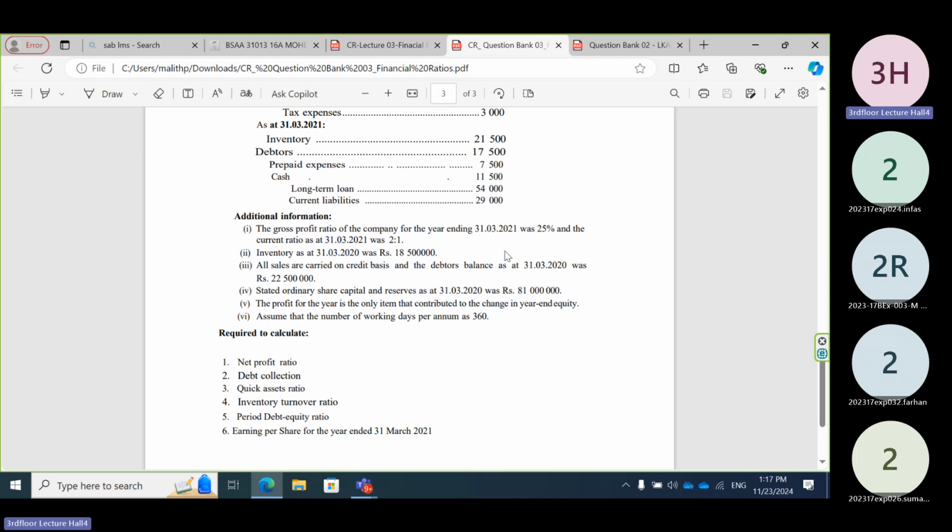You should calculate the net profit ratio, debt collection period, quick asset ratio, inventory turnover period, debt equity ratio, and earnings per share.